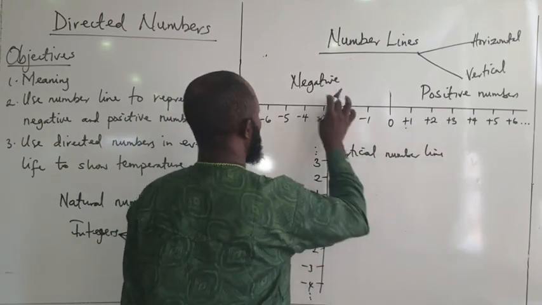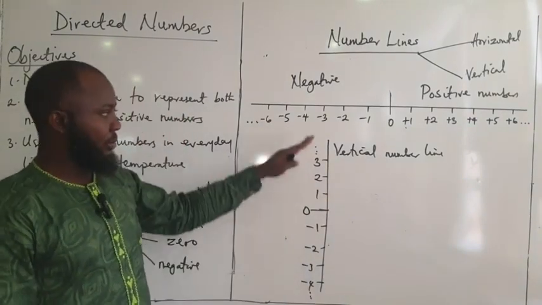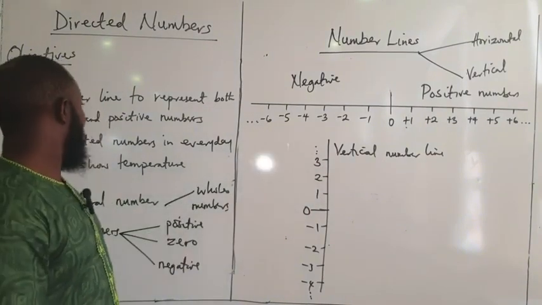Number line. So why this one is what? Horizontal number line. So we are still going to show. I'm going to show you how you're going to make use of all these in calculations. Is that clear? So let's now move to the next one.